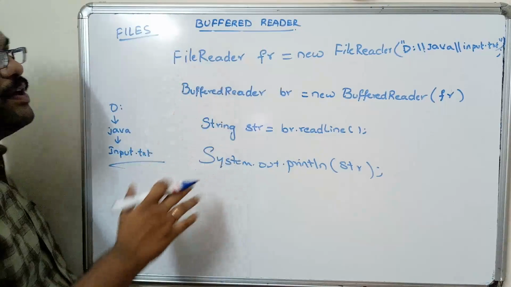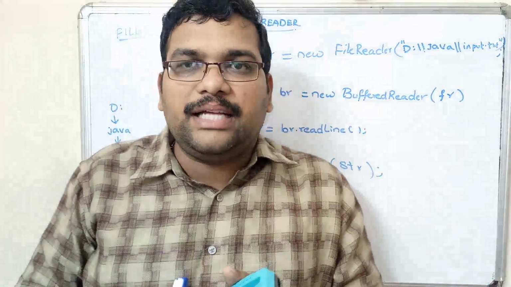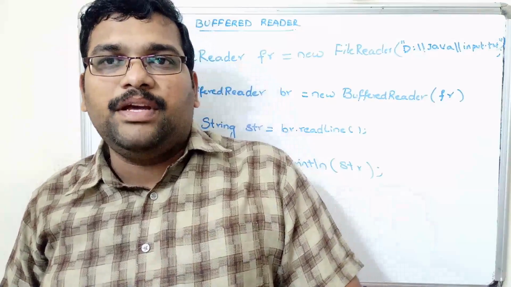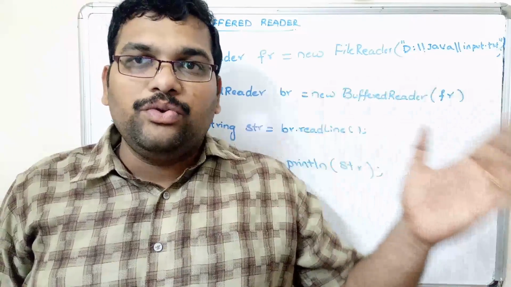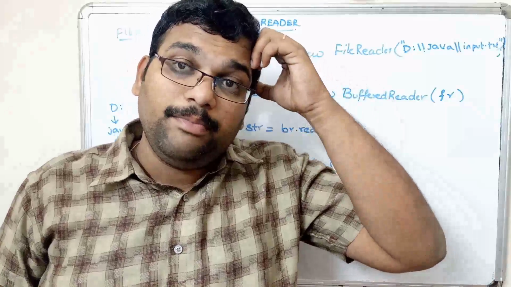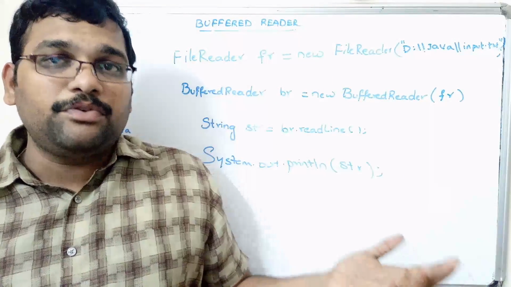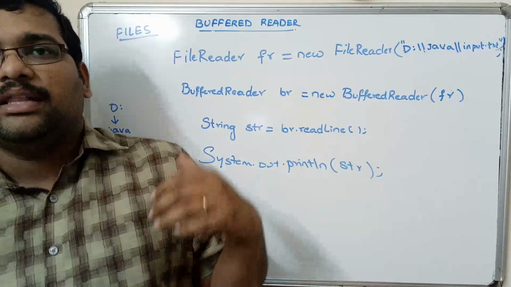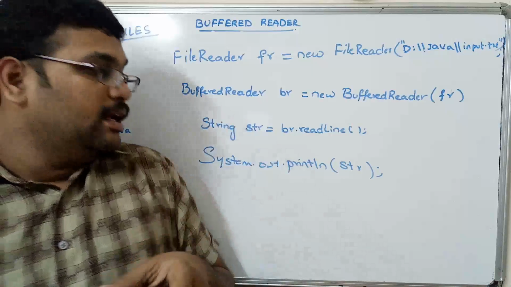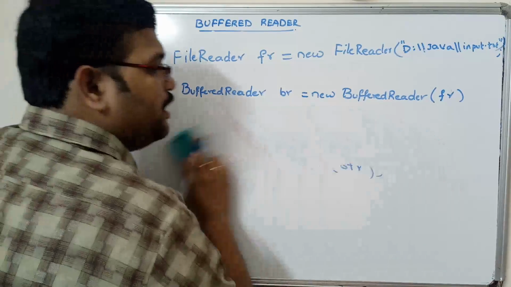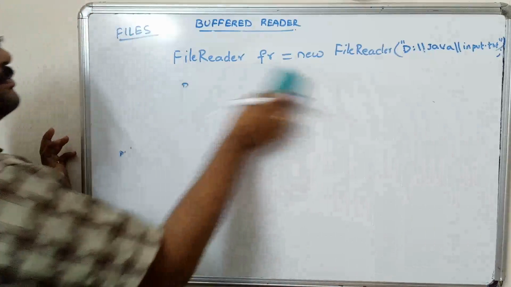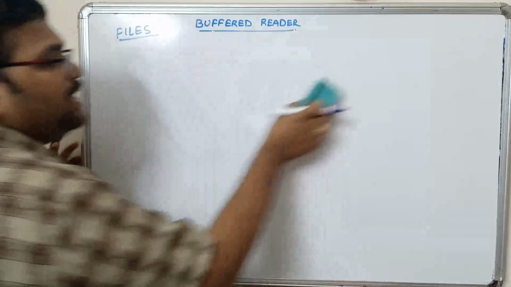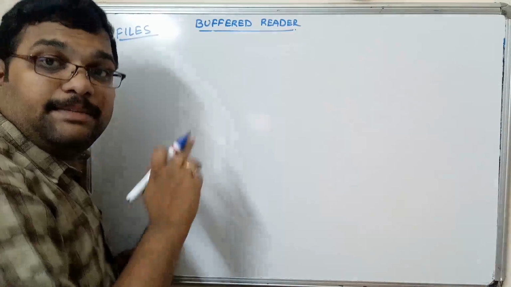So hope you understood this BufferedReader class. By using this BufferedReader class, we can read the data from the keyboard as well as from the files. If you want to read the data from the keyboard, we have to use the input stream reader class, and if you are reading the data from the files, we have to use the file reader class, right? So let us write a program. Once again, if this input file is not available in that location, it will raise an exception. So we have to write the exception also.